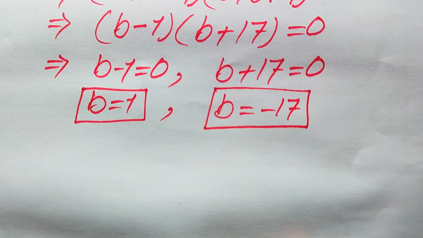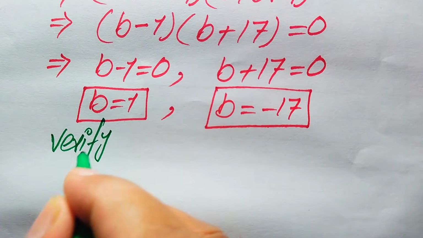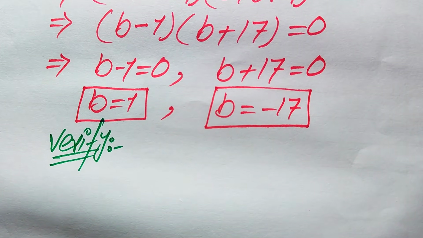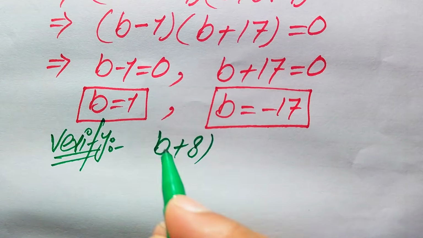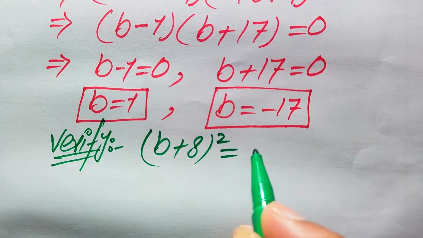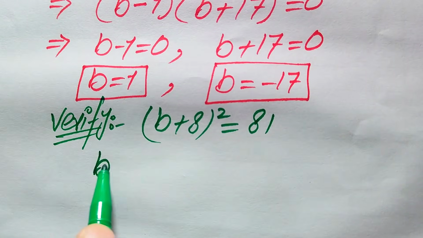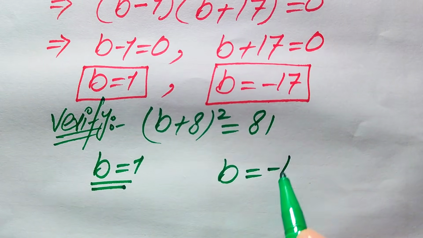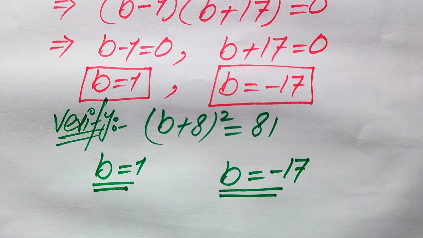And now in the next step we need to verify whether these roots are solutions or extraneous roots. For verification we need to copy down the given question statement. Here it is (b + 8)² = 81, and on this side we verify b = 1, and on this side we verify b = -17.